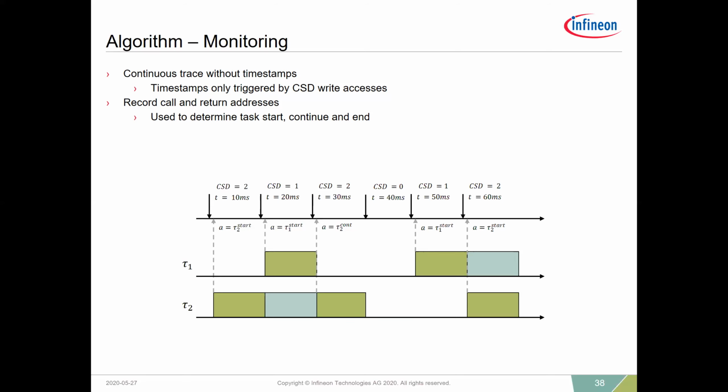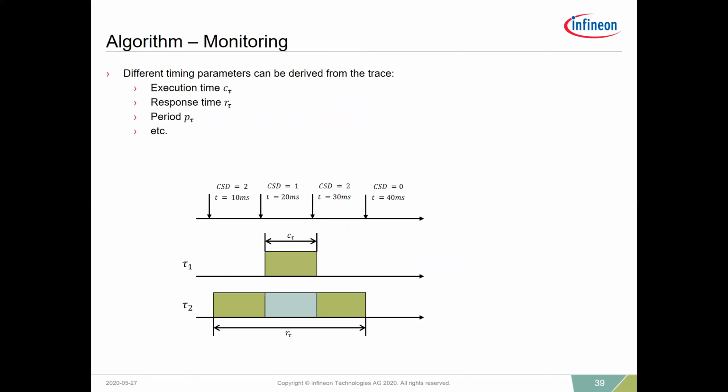And this data can now be used to derive parameters of the tasks themselves. So we can, for example, compute the execution time, the response time, the period, jitter, slack time, and so on. So this is now the final data we get from the monitoring.